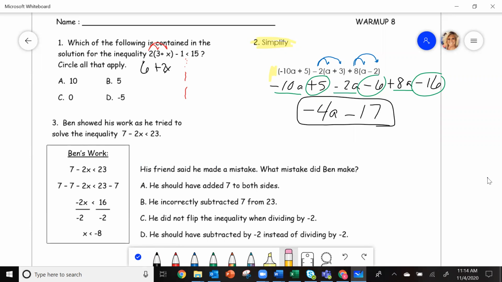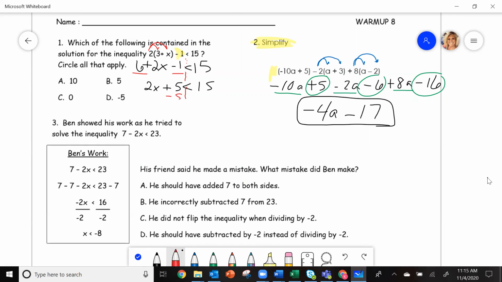The minus 1, let me move this over. Let's see here. 6 plus 2x. This minus 1 is not in the parentheses, so you don't multiply it. So I just leave it as minus 1 and then less than 15. Now I put together my 6 and my 1 to combine like terms. So I have 2x plus 5 is less than 15.